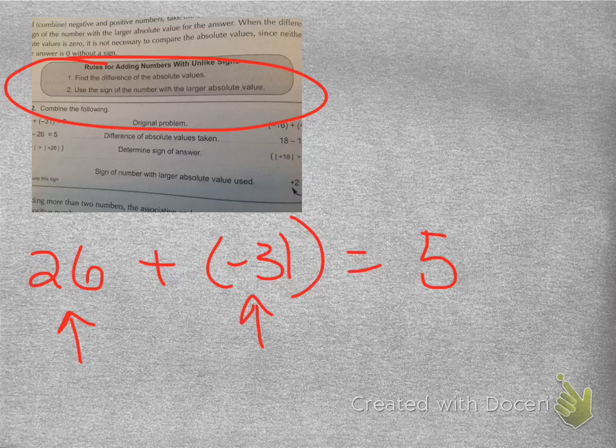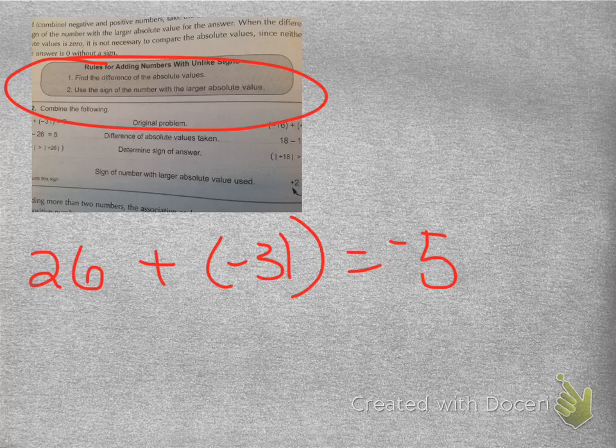Negative! Because it's going up from 31, right? Which one's bigger, 26 or 31? 31. And 31 is negative, so it's negative. So you were right to say negative. Okay, so let's do another one. All right, here we go.